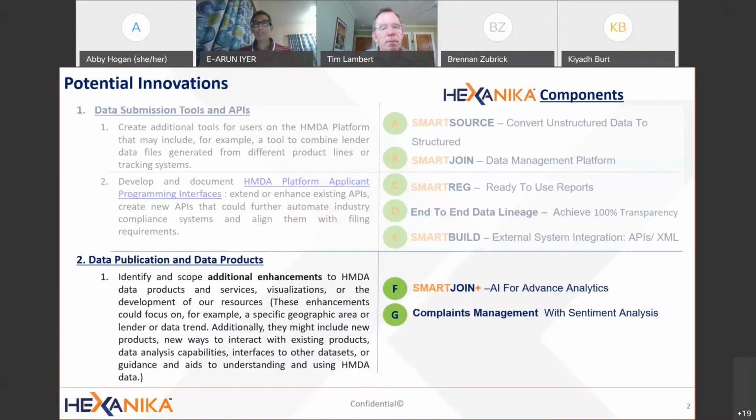In the previous presentation, we presented our end-to-end platform for fair lending, and here we are going to talk about two components which are extensions to our core platform, which is SMARTIOIN Plus, our advanced analytics platform. And something that we want to introduce as a completely new concept is complaints management and how we can use that as a sentiment analyzer and a means to identify potential disparities in the fair lending processes. So these are the two things that we'll talk about.